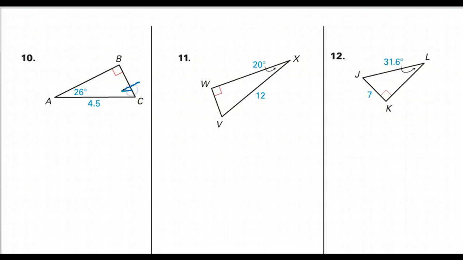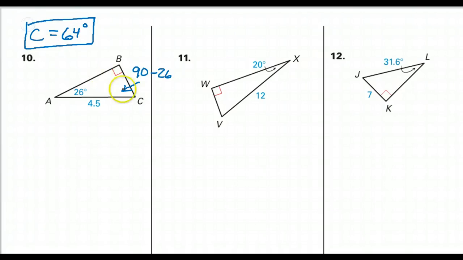If I want to find angle C, I'm just going to do 90 minus 26. I'll just put that way up high. So that's 64 degrees. All right, 1 down, 2 to go. Let's go ahead and find AB next.